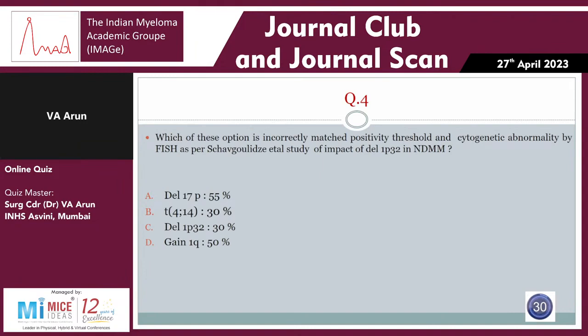The next question would be from the journal scan which was presented. Which of these options is incorrectly matched positivity threshold and cytogenetic abnormality by FISH as per the study on the impact of DEL1P32 in newly diagnosed myeloma? In fact, this was discussed threadbare post journal club as well. So for deletion 17p, 55%, for T414 and deletion 1p32, 30%, and gain 1p, 50%. You have to identify the incorrectly matched threshold.